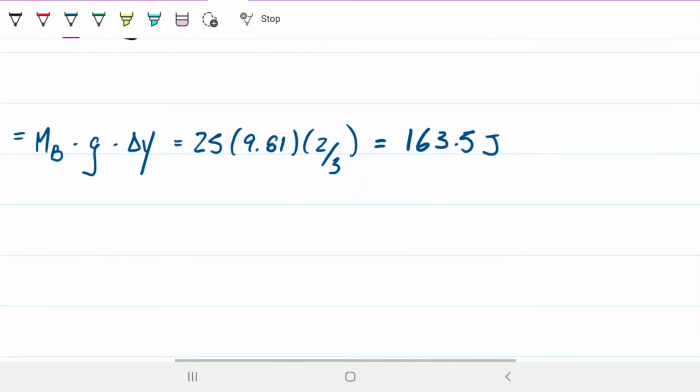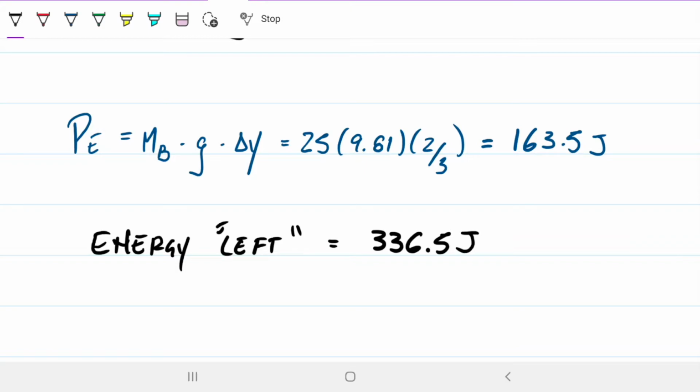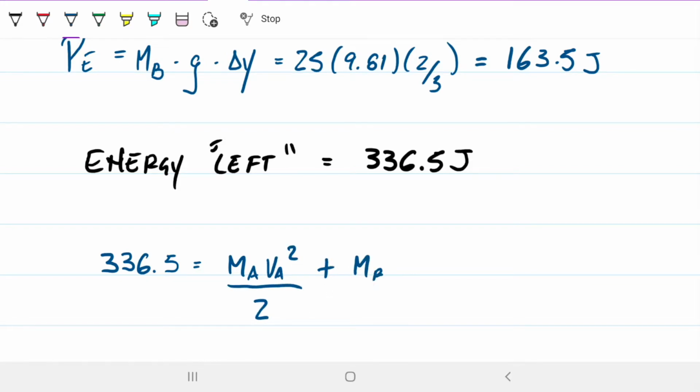So what's left? So the energy left, it's just 500 minus the 163.5, so that's 336.5. Okay, so we have 336.5, and we know that that's being converted into kinetic energy, right? So what we're saying is that we have 336.5 joules, which will be equal to the kinetic energy on A, which is mass of A times velocity of A squared divided by 2, plus the mass of B times velocity of B squared divided by 2.